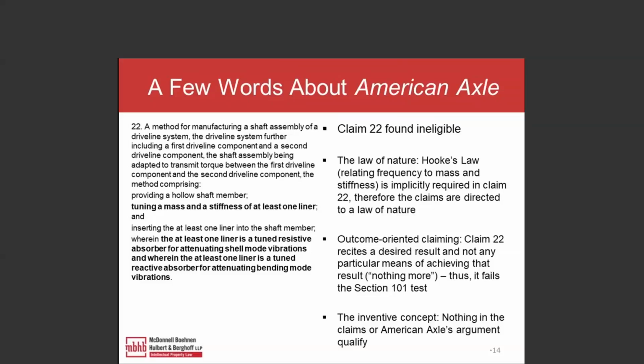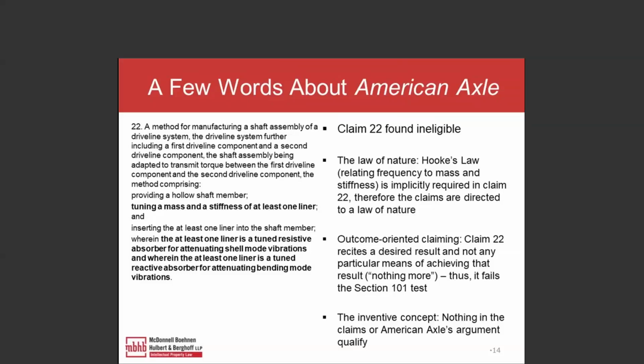But where is Hooke's law in claim 22? It is not there. It's not recited by claim 22. As far as I know, it's not even in the specification, but the court said that it's implicitly required in the claim, therefore the claims are directed to a law of nature. Let's hold that thought for a second.